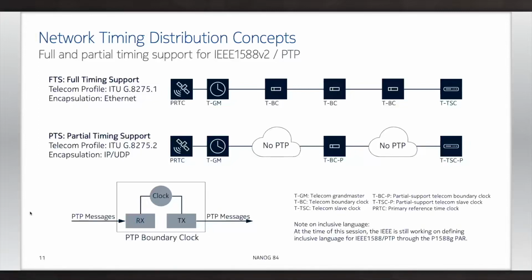So we also have some common nomenclature here. PRTC is a primary reference time clock. It is typically a GNSS receiver. Could be other types of references, but for this presentation, let's think about a GNSS receiver, which is the most used PRTC type. Then we have the Grandmaster, which receives the time reference and provides the PTP packets.